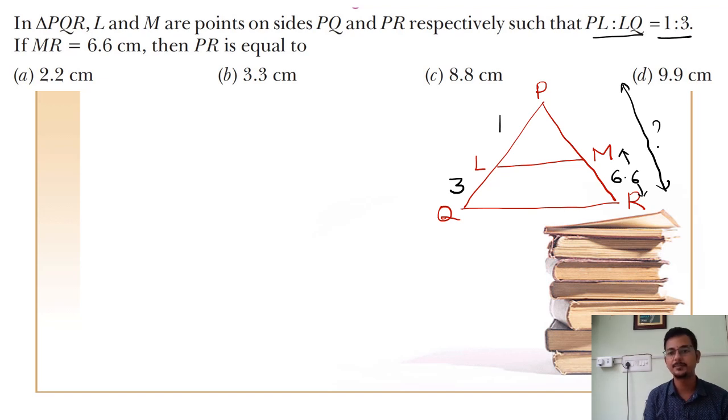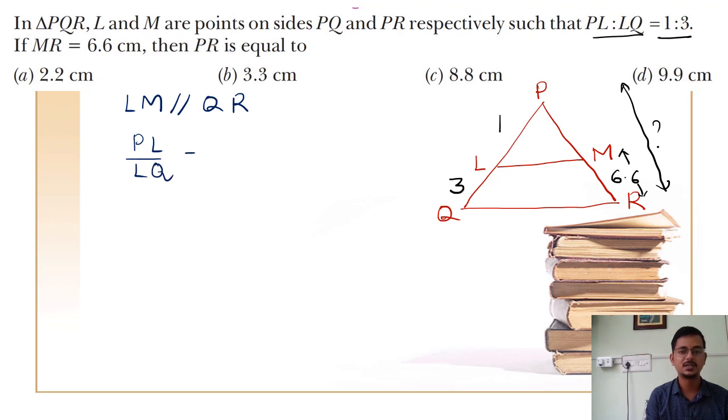In this question we can apply BPT. Why? Because LM is parallel to QR. So from BPT, PL upon LQ is equal to PM upon MR. PL upon LQ is given, this is equal to 1 is to 3. And PM we will find, and MR is equal to 6.6.